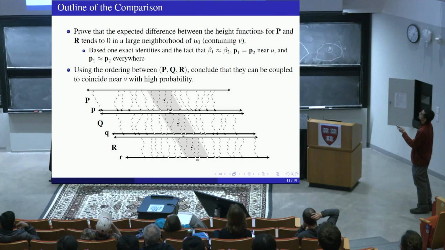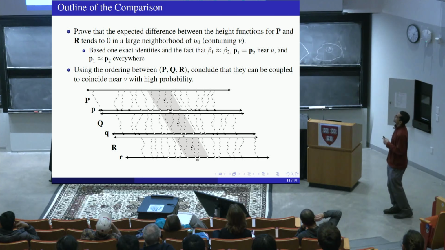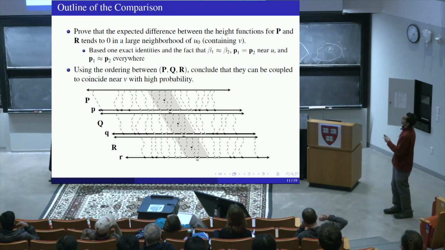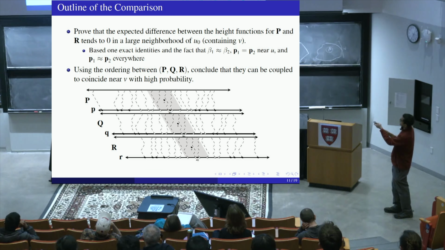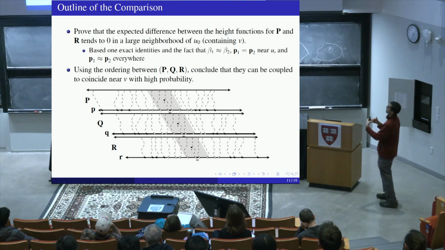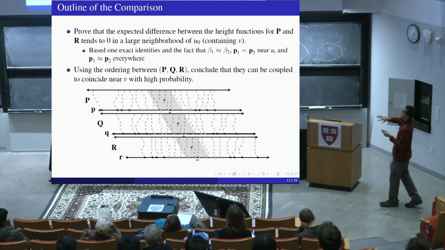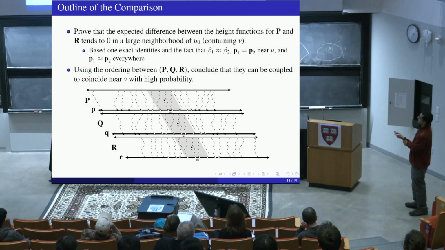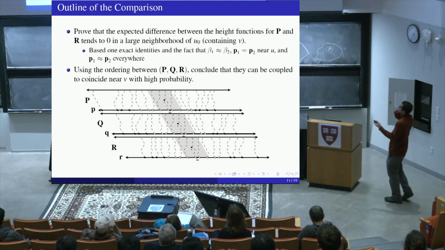But this coupling here is based on exact formulas, and the fact that, first of all, beta 1 and beta 2 are close as I imposed, and also that P and R are pretty close because they're both given by Q near U naught. The fact that they coincide near U naught, and the fact that their drifts are almost the same but slightly not, allows you to show that in some shaded region, P and R have low expected difference.